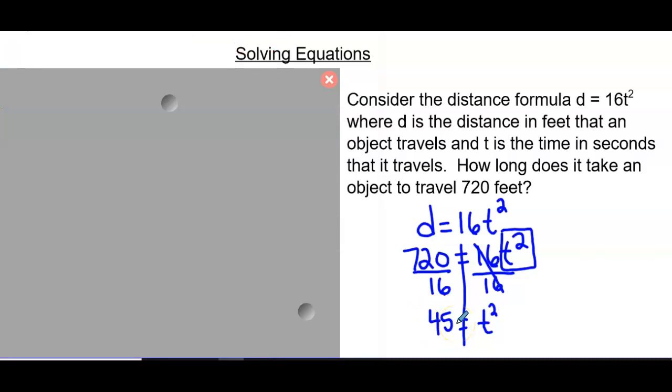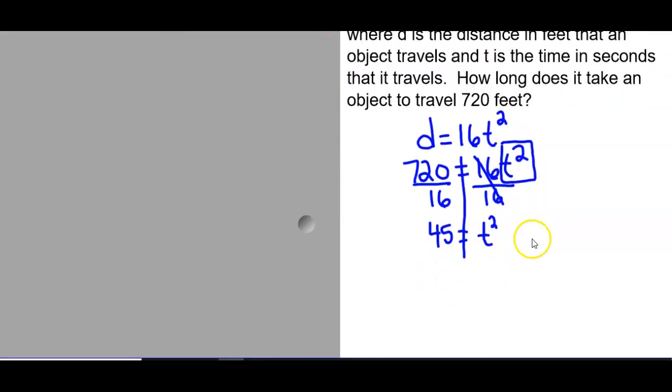That doesn't mean that it takes 45 seconds. We haven't finished solving for t yet. Right now, we only know that that's t squared. So then we have to ask ourselves, how do we get rid of that square? The opposite of squaring is square rooting. So we would square root both sides. The reason we would do that is because the square and the square root cancel, leaving us with just t. And remember, when we're solving equations, our ultimate goal is to get the letter by itself.